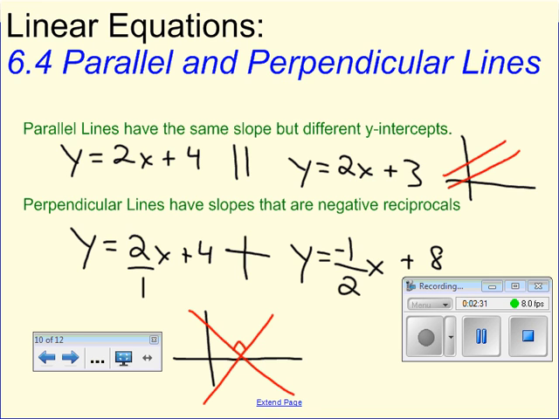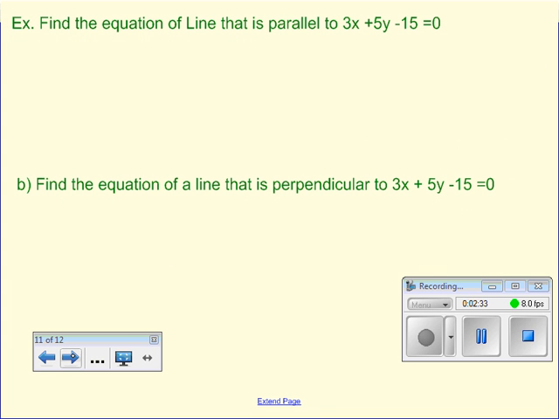So let's look at an example. I want to find the equation of a line that's parallel to 3x plus 5y minus 15 equals 0. So this equation is in standard form. First thing I want to do is put it into my y equals mx plus b form, because once I know the m, that will be the slope of my parallel line, and I just have to change the y-intercept. So I'm going to rearrange it.